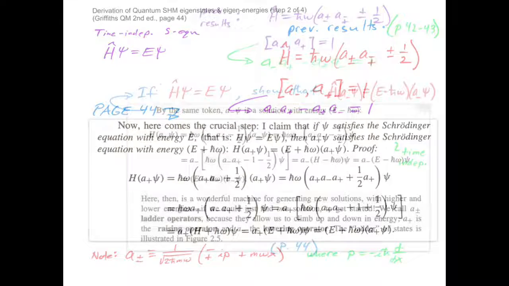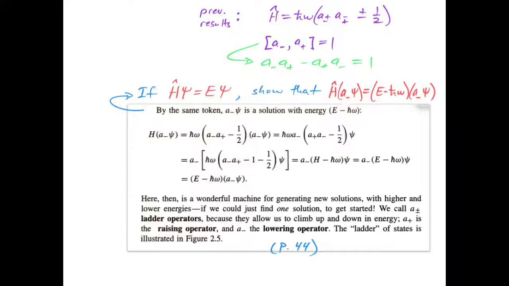with increments of energy h bar omega each time higher than the previous one. In the next paragraph on page 44, Griffiths sets out to show that if little psi is an eigenstate of the Hamiltonian with energy eigenvalue E, then the state constructed by operating on little psi with the a minus operator is also an eigenstate of the Hamiltonian, but with energy eigenvalue E minus h bar omega. So basically we're trying to show that if this is true, then this is true. So here we go. We start by just constructing this and seeing what emerges. So that's what we have right here.